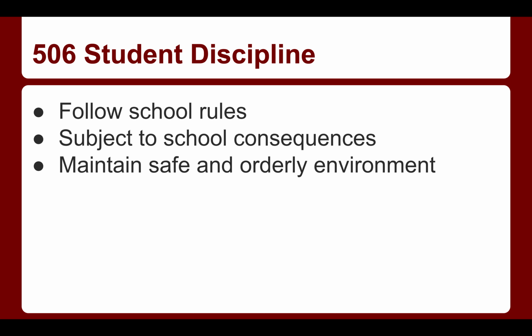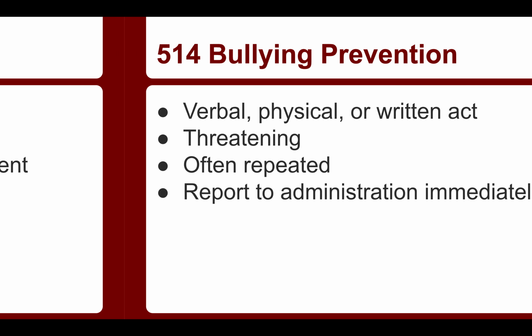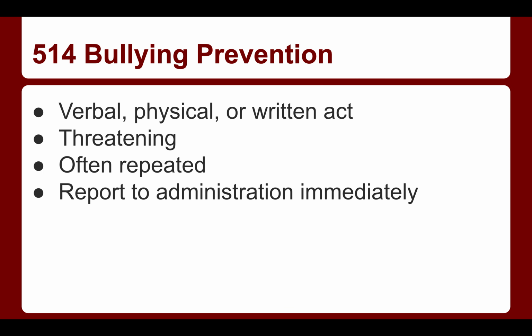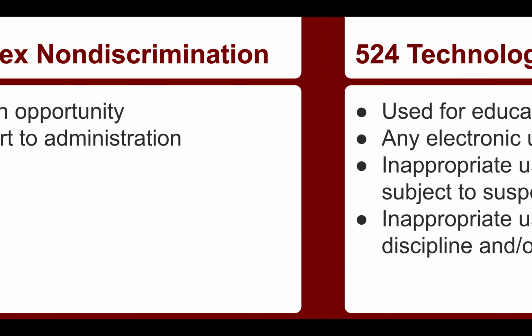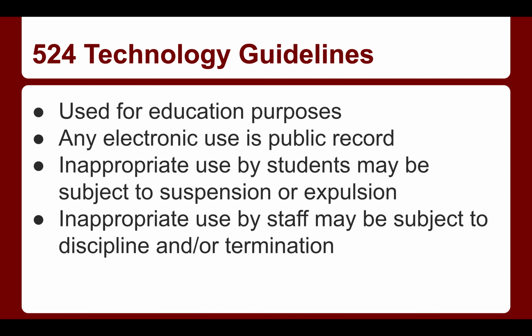506, student discipline. Follow school rules, subject to school consequences, and we want to maintain a safe and orderly environment. 504, bullying prevention. Verbal, physical, or written act. It's threatening, it's often repeated, and report to administration immediately if it's happening so we can deal with it. 522, student sex non-discrimination. Equal education opportunity. Staff must report to administration if this is taking place.